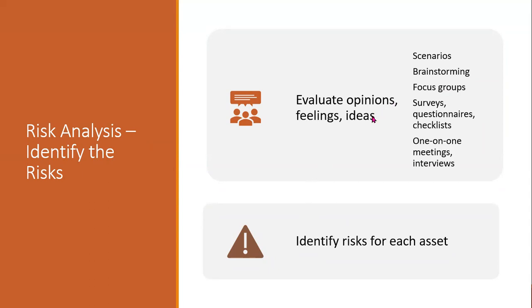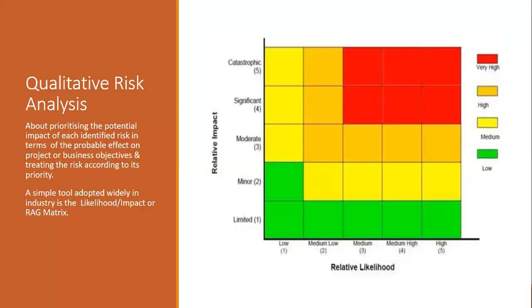What sort of risk assessment method uses feelings and ideas and opinions? That is our qualitative risk assessment. We take a look at scenarios. We do our brainstorming, focus groups, surveys, questionnaires, checklists, one-on-one meetings with key stakeholders and interviews. And we identify the risks for each asset, for each information asset. Qualitative risk assessment, that's prioritizing the potential impact of each identified risk in terms of the probable effect on the project or business objectives, and treating each risk according to its priority.